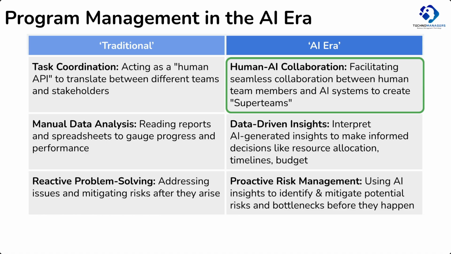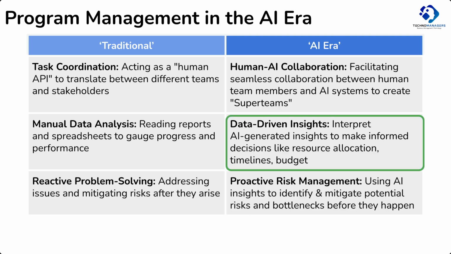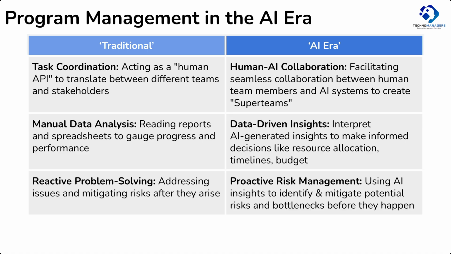So they're building something that we can call super teams. And instead of just looking at the reports, they are also able to use a lot of AI tools for quick insights and better decisions on things like budget, timeline, resources. When it comes to risk management, that is also becoming more proactive because with AI's help, program managers can spot potential problems early and take action on them.